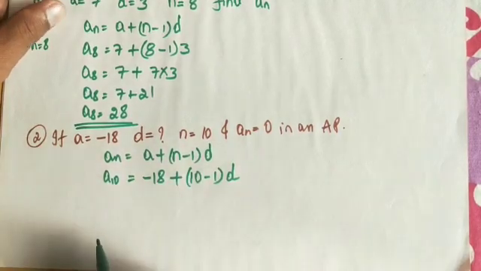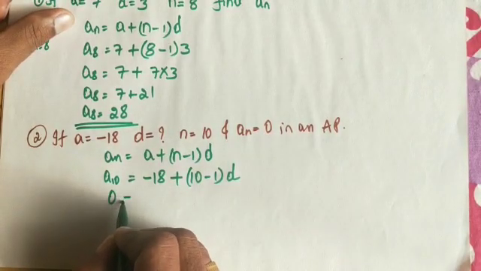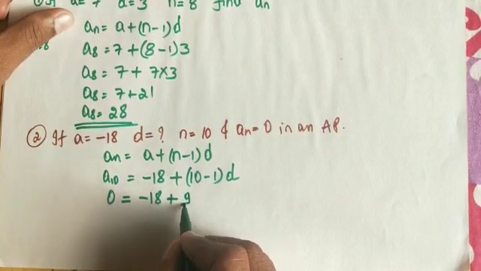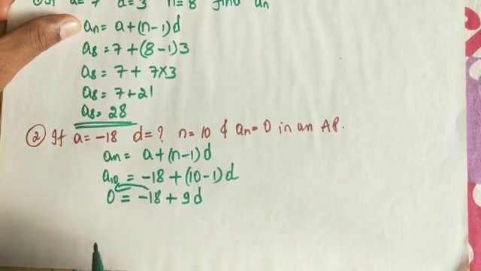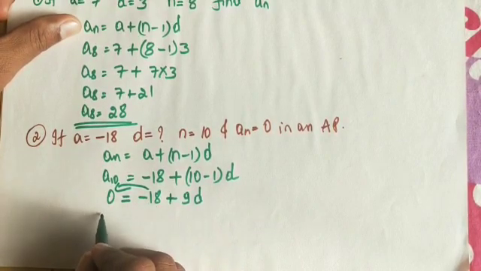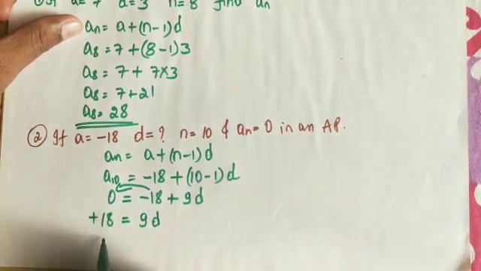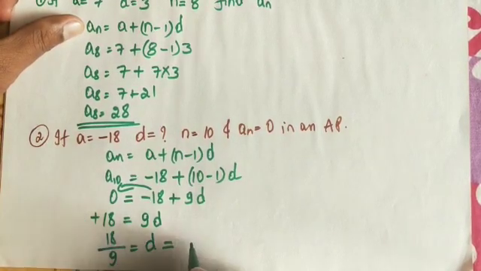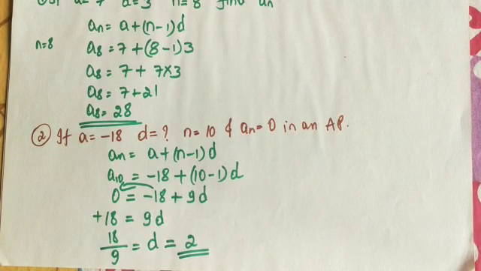So a10, which is given as 0, is equal to minus 18 plus 10 minus 1, that is 9d. When we shift this to the left hand side, minus 18 becomes plus 18, which is equal to 9d, and 18 by 9 is equal to d. d is equal to 2. So we have calculated the value of the common difference d in this problem.